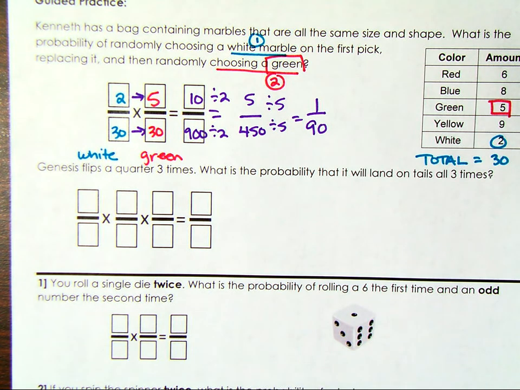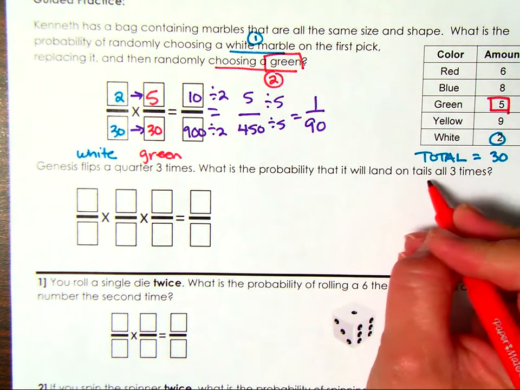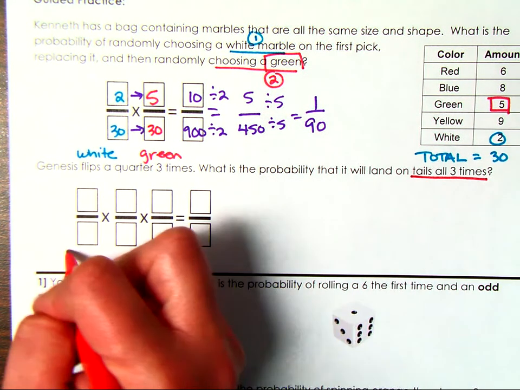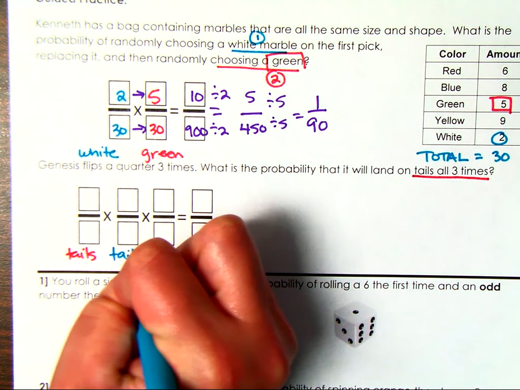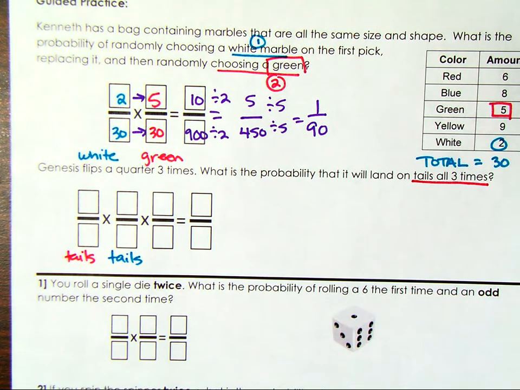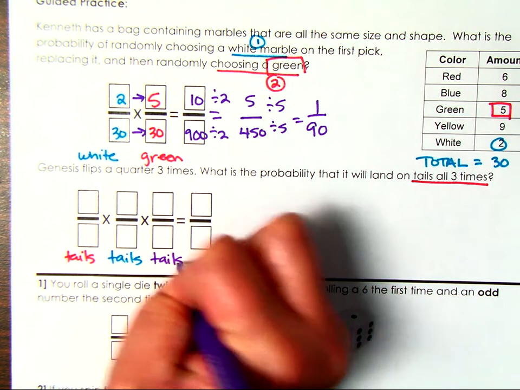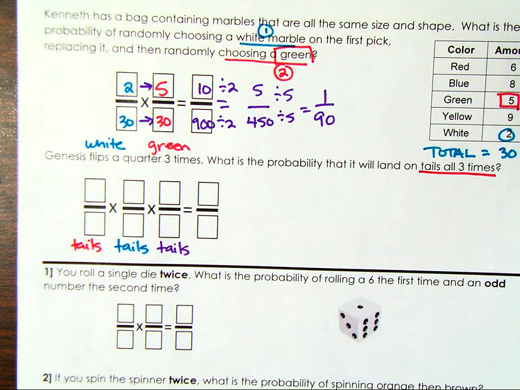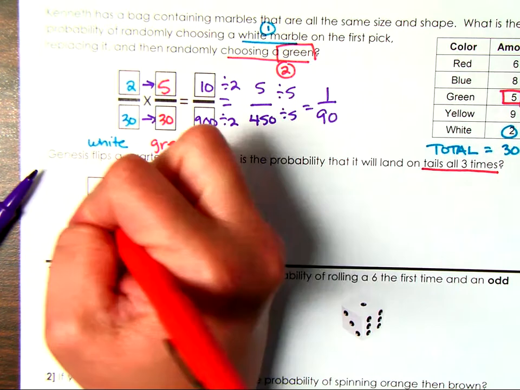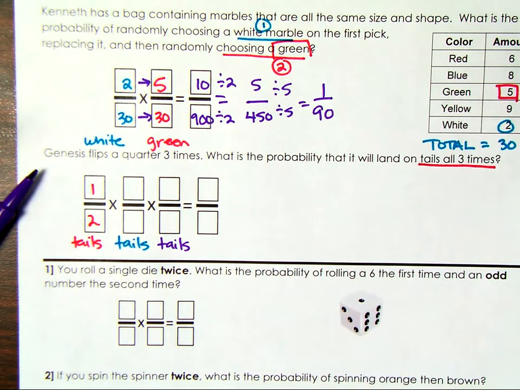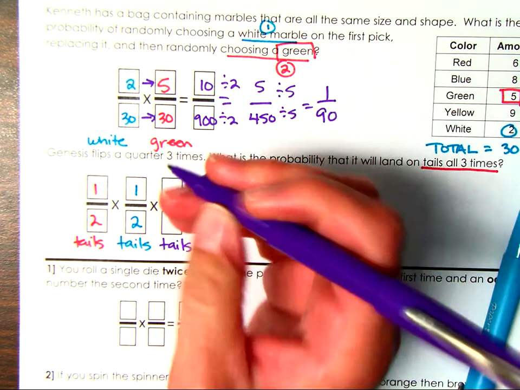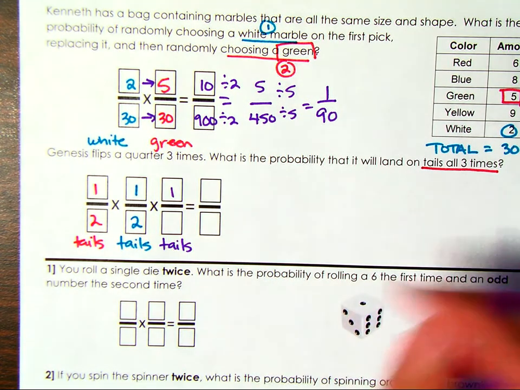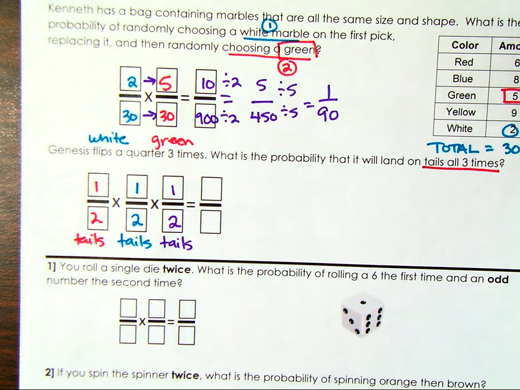So let's think about it. If she's flipping, what is the probability that she lands on tails, and then tails again, and then tails one more time? Well, stop and think about it. She has that quarter, so there's a 1 out of 2 chance for her to land on tails. She flips the quarter again, there's still only one side with tails out of 2 possibilities. She flips that quarter one more time, there's still one side that has tails out of 2 possibilities.